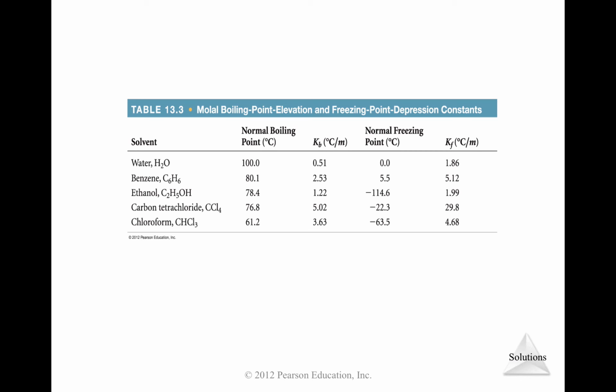So here are some boiling point and freezing point depression constants, right? Kb values and Kf values for water, benzene, ethanol, carbon tetrachloride, and so on. So they have to give you these in the problem. They have to have what the Kb value or the Kf value is in order to equate molality to change in freezing point or boiling point.